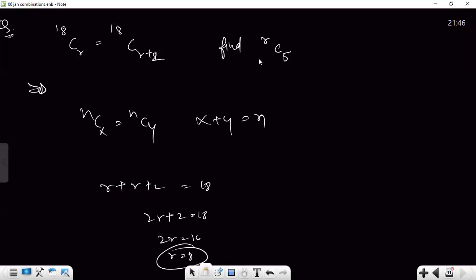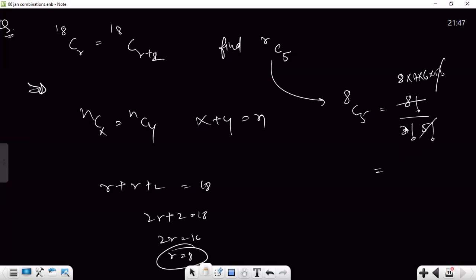Right? So if r is 8, 8C5 is 8 factorial upon 8 minus 5 factorial into 5 factorial. The 5 factorial cancels, so 8 can be expanded as 8 into 7 into 6 into 5 factorial, which gets cancelled. So 3 factorial is basically 6, and 8 into 7 is 56. Any doubts, anyone? That's how the question is solved.